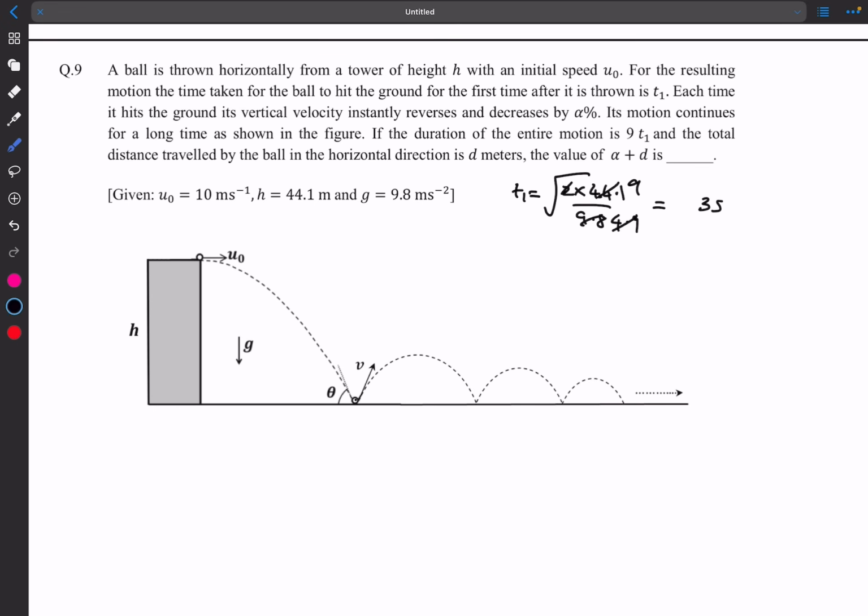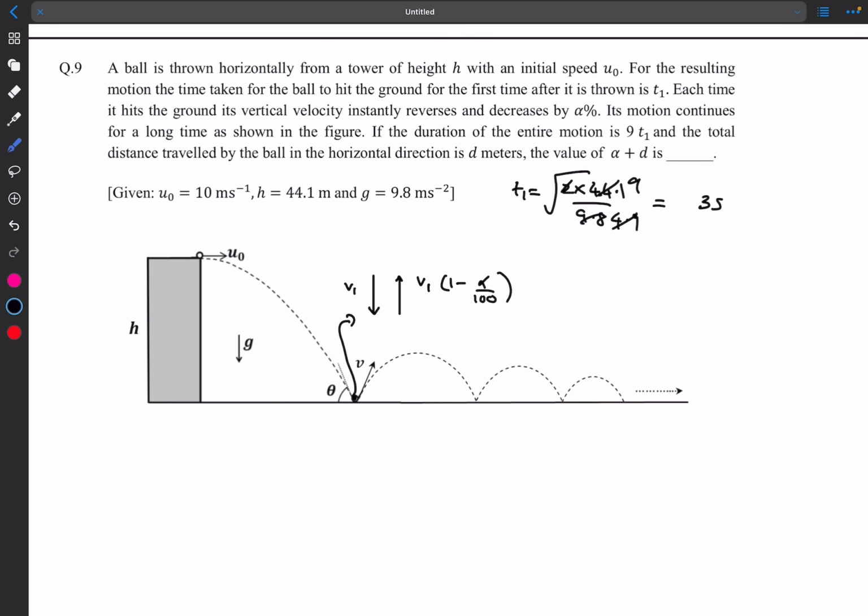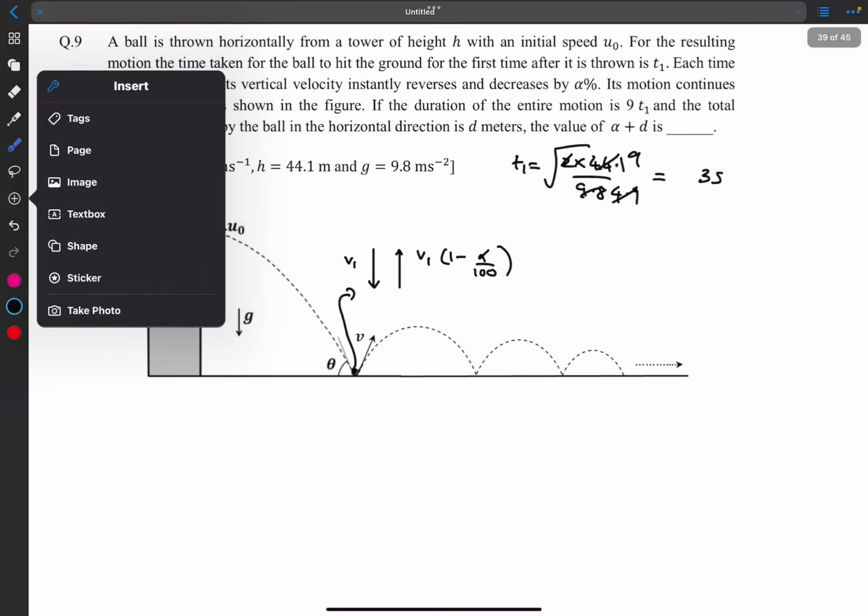Now each time it hits the ground, its vertical velocity instantly reverses and decreases by alpha%. So if we zoom in on this collision over here, if the collision velocity was v1, the reflected velocity will be v1 times (1 minus alpha divided by 100), right? Now, if the motion continues for a long time, as shown in the figure, if the duration of the entire motion is 9 times t1 and the total distance traveled by the ball in the horizontal direction is d meters, then we have to find alpha plus d.